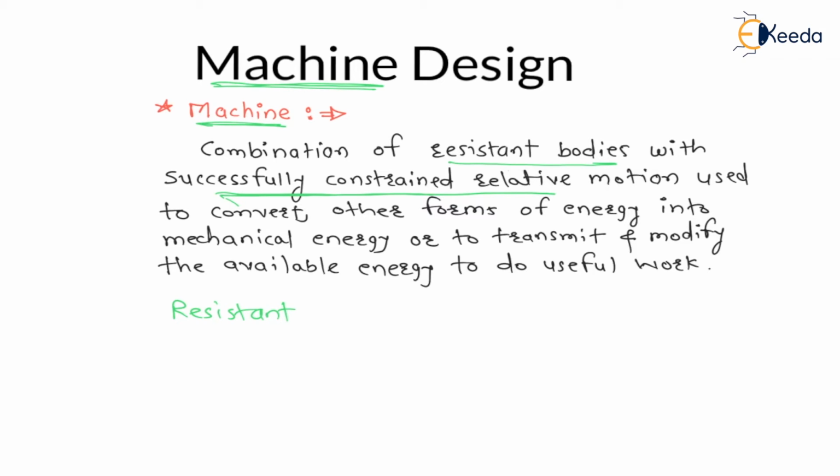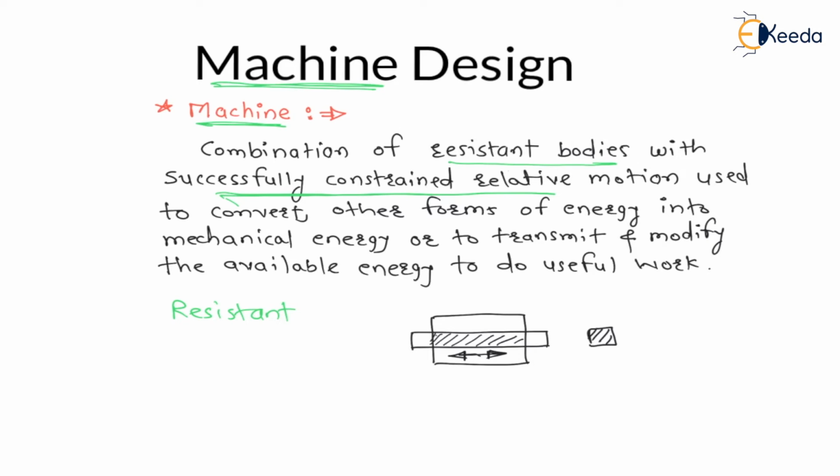Means there is only one relative motion for the two resistant bodies, for example, a square shaft in a square hole. Let's say this is a square rod. This rod has a square cross section like this, and this is a hole in the body. Let's say this is a square hole. The motion of this square rod in the square hole is only translational. Only this one relative motion is permitted. This is called successfully constrained relative motion.